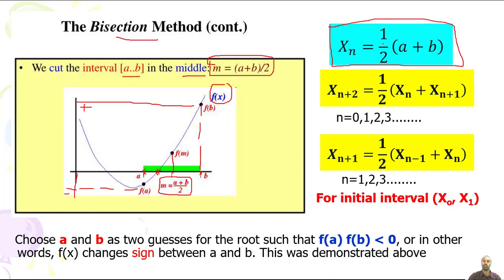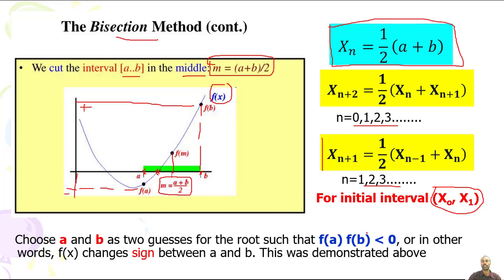xn is equal to 1 over 2 of a plus b, or you can make it n plus 2, which is the algorithm 1.2: xn plus xn plus 1, where n starts from 0. Then you have x0 and x1 first. Then you will find x2. Then it goes on like that. Or using this algorithm, you can make n equal to 1, 2, 3. Then for the initial interval, you have x0 and x1. Clear? We just sum up and divide by 2.